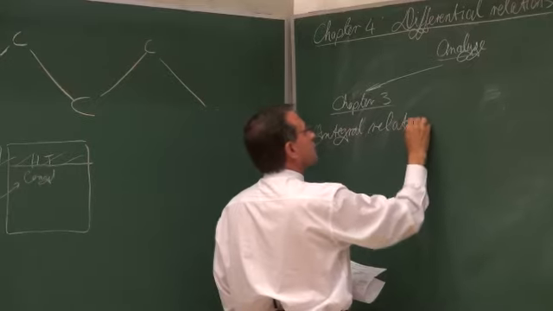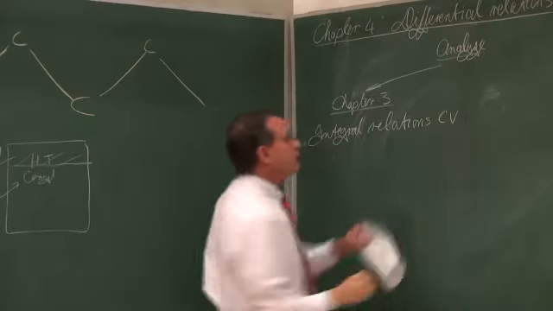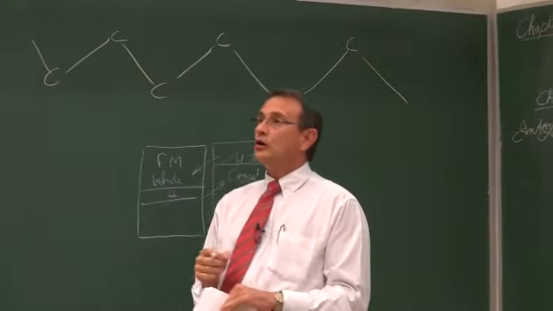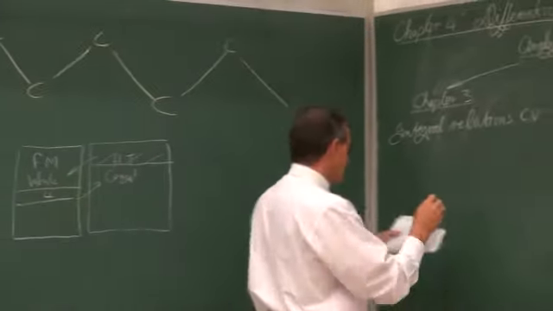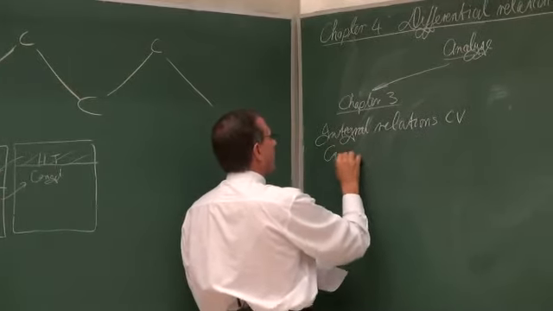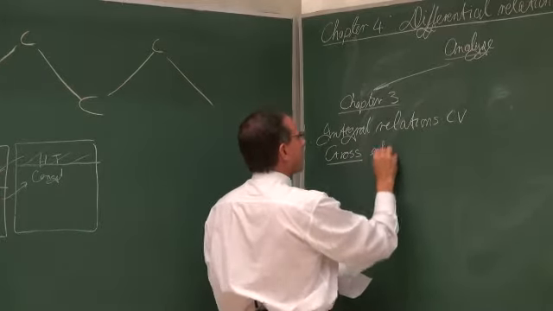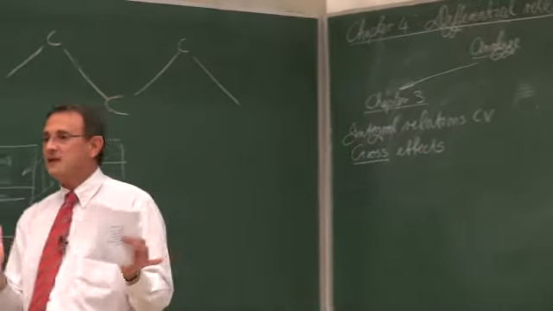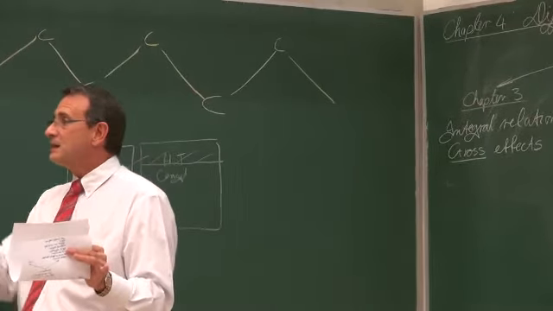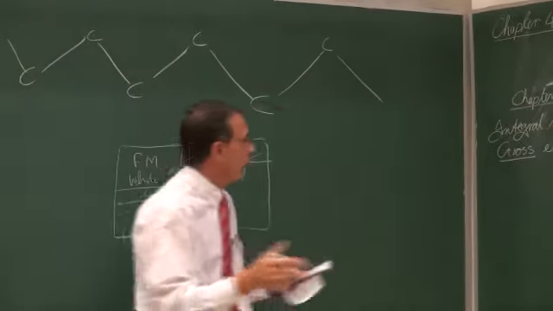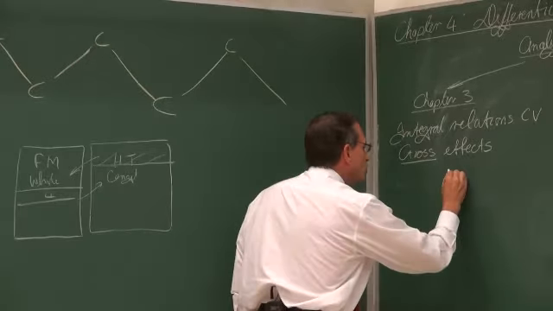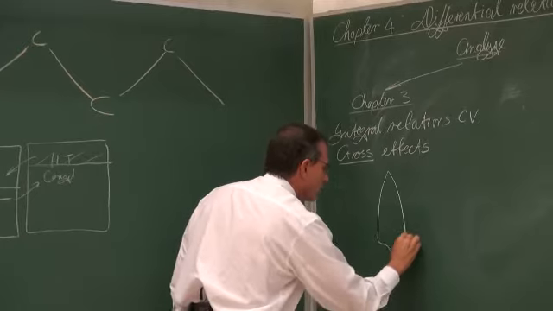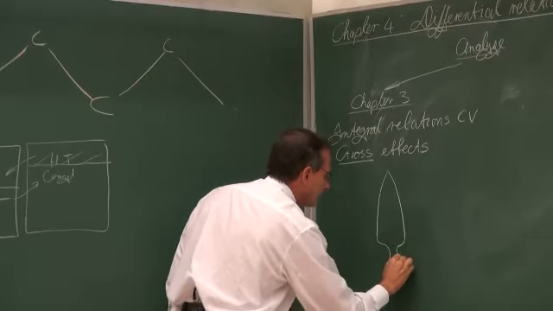Integral relations, specifically for a control volume. And in that, you were interested in the gross effects, the total effects. You were not interested in the small details. So, for example, you could look at a rocket with a nozzle like that.